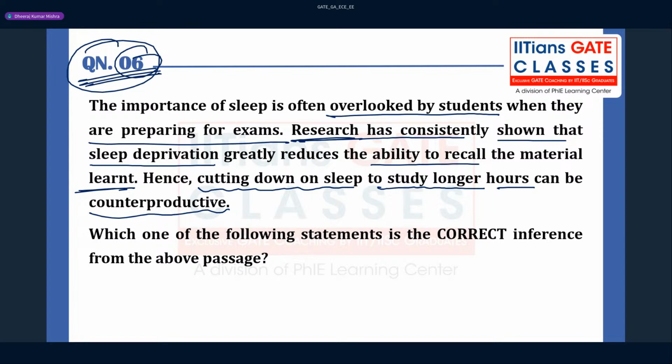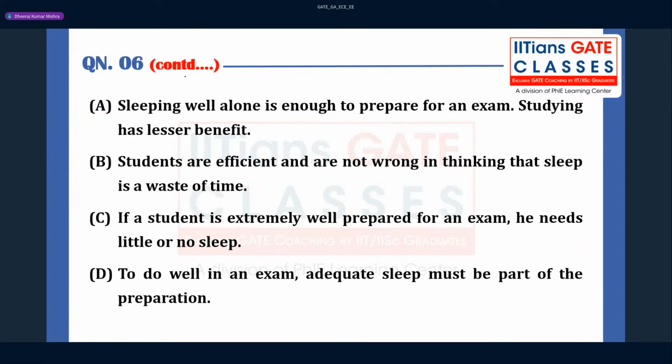Suppose we want to do something tomorrow, and we haven't slept properly because we have been studying longer hours. Tomorrow is going to be counterproductive. Which of the following statements is correct? This is a good statement according to current exam strategy. Let us read the options and start eliminating them.